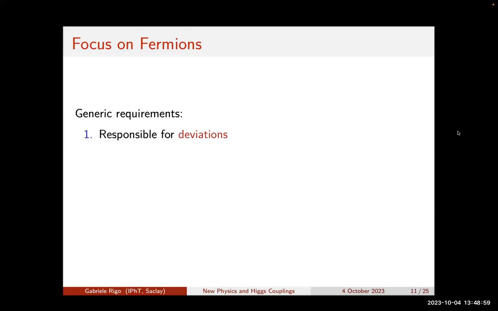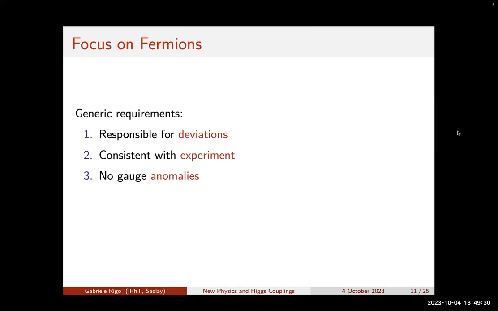One in particular is that we want them to be, by assumption, responsible for this deviation that we assume we're able to measure in the couplings. The second point is that we want them to be consistent with the experiment, okay? We don't want to deal with a theory that's already excluded. And the third point is that we don't want to introduce any inconsistencies at low energy. So we don't want them to introduce any new gauge anomalies.